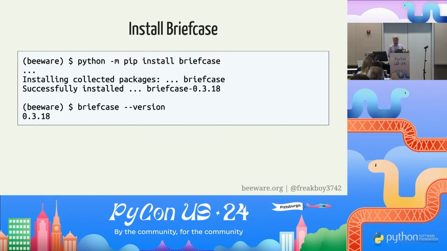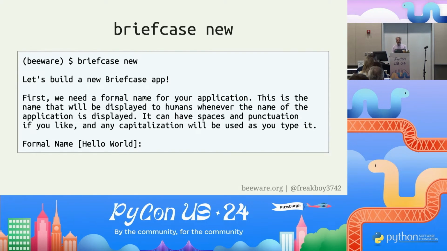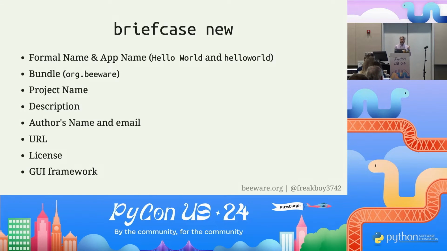So, next step, we're going to start a new Briefcase project. Briefcase has a wizard to help bootstrap the creation of a new project from scratch. To do that, you run briefcase new, and then you're presented with a list of questions with some explanatory text. You will be prompted for a formal name. That's the name of the app that you show to humans, and an app name, which is a Pythonized version of the name, sort of like the name you would pip install, although we're not going to be pip installing.